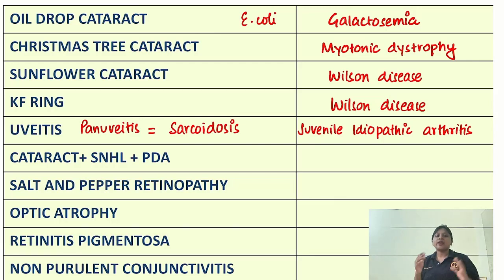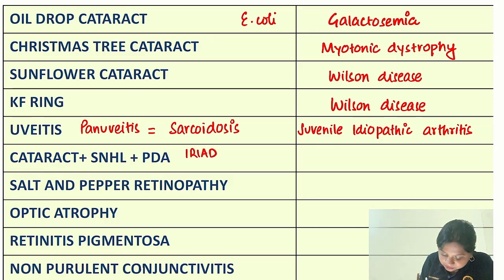Okay. So next we have a triad: cataract, sensorineural hearing loss, plus patent ductus arteriosus. This triad is known as the triad of Gregg. And where do you get the triad of Gregg? That is the congenital rubella syndrome.